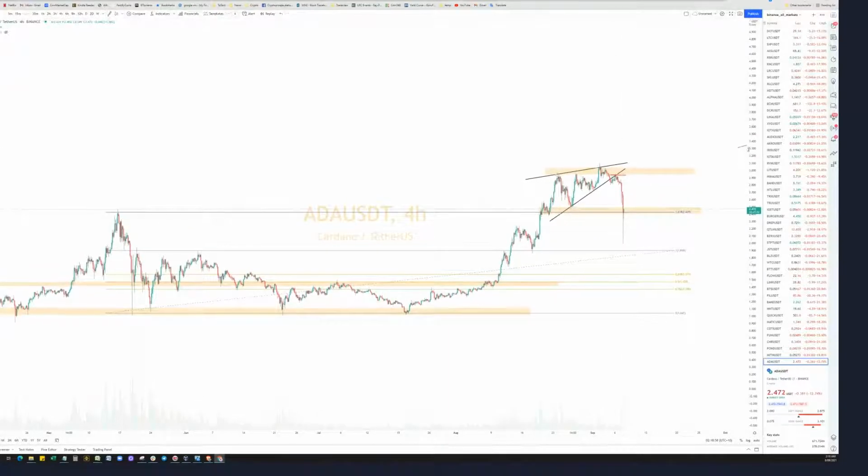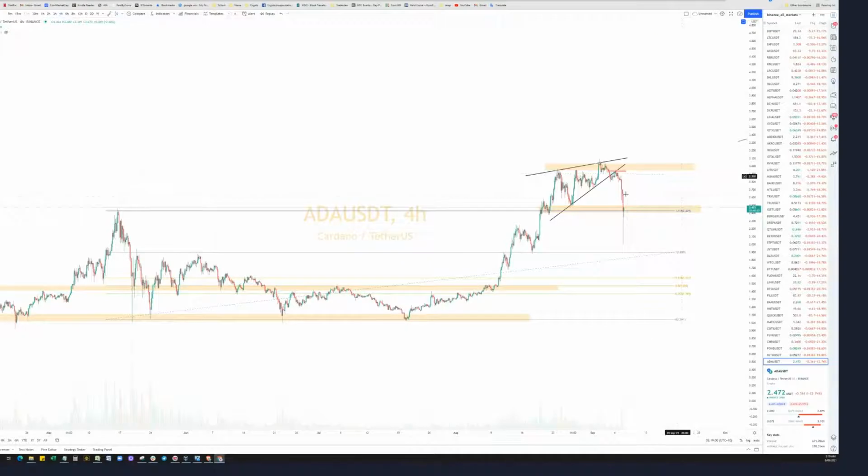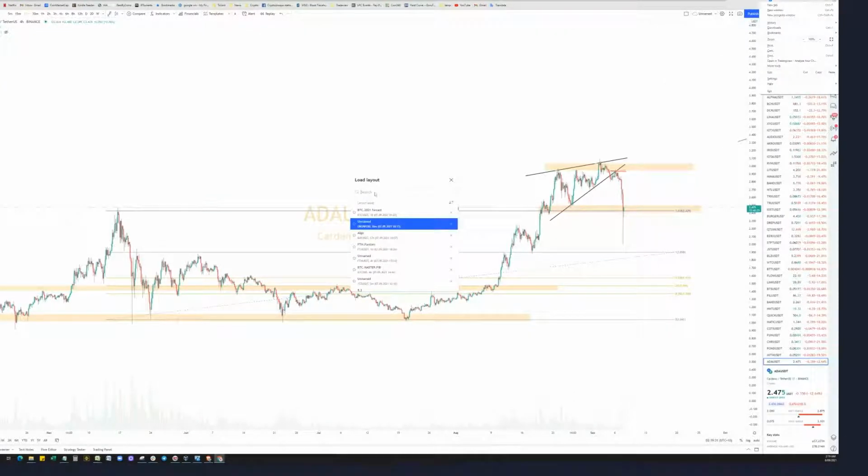So I'll get to XRP. My opinion is it's going to be ranging here. Let's get a few charts out. Let's have a look. Where are we? Here we go. What's this one? Okay.